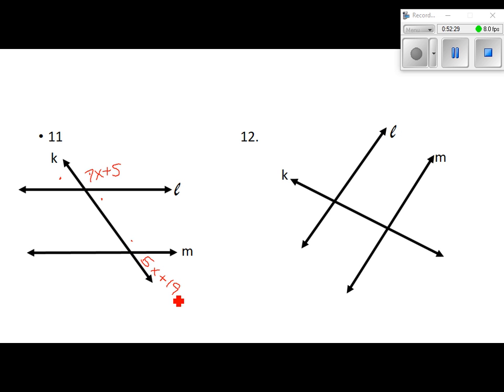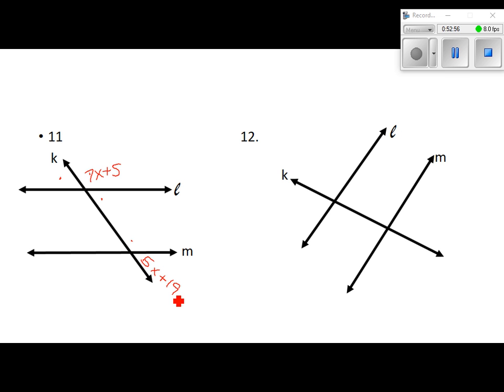Corresponding. They are exterior, but corresponding angles. So what equation do we set up for that? Corresponding angles. Remember, corresponding means we take this line and smash it down. Does that angle lay on top of that angle? No. Nope.